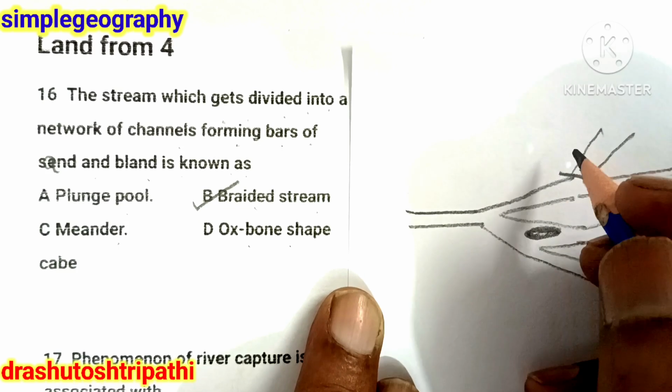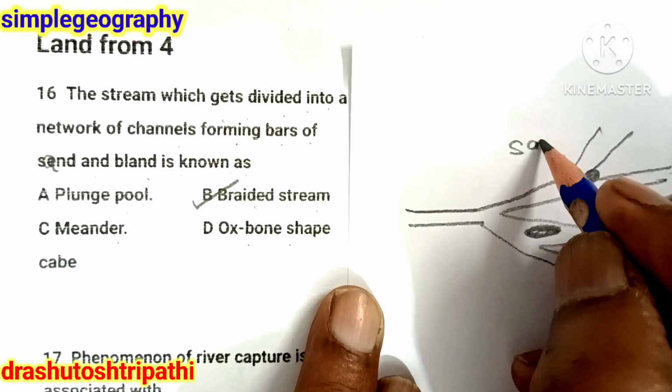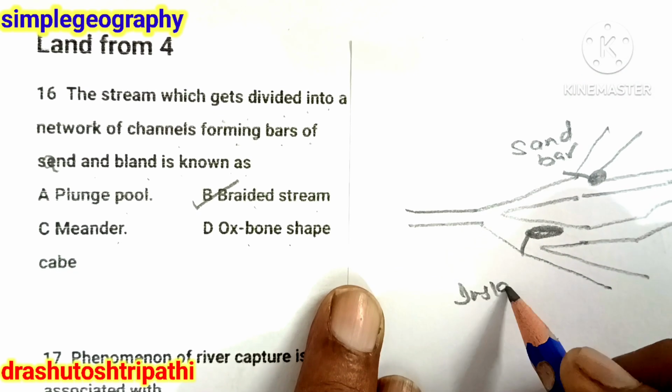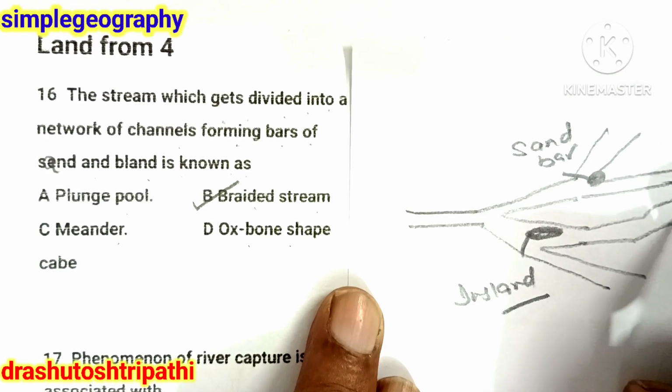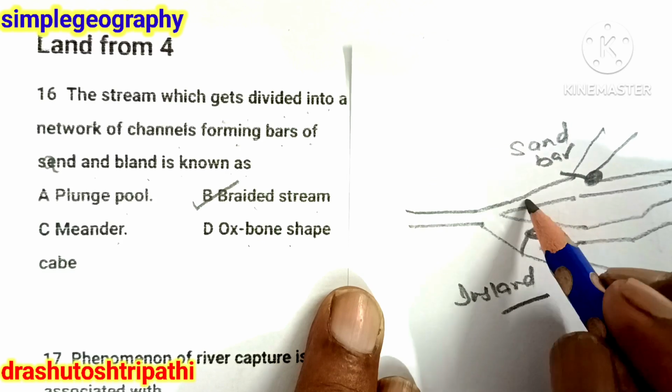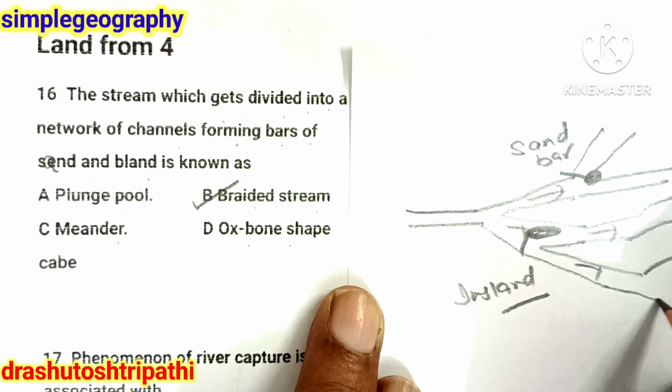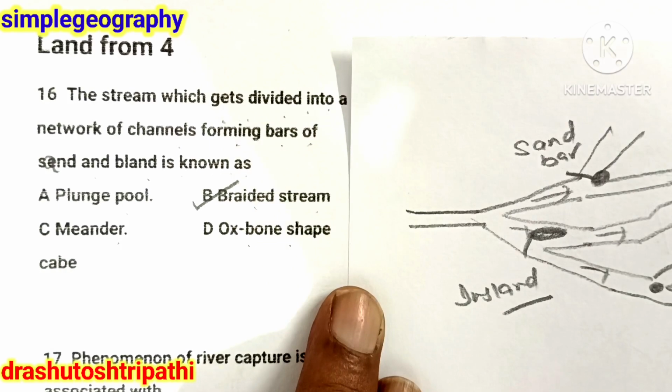So it may be a sandbar or it may be a river island. When it is formed in the path of a channel, what happened? The channel divided into a number of streams like that, and that is known as braided channel.